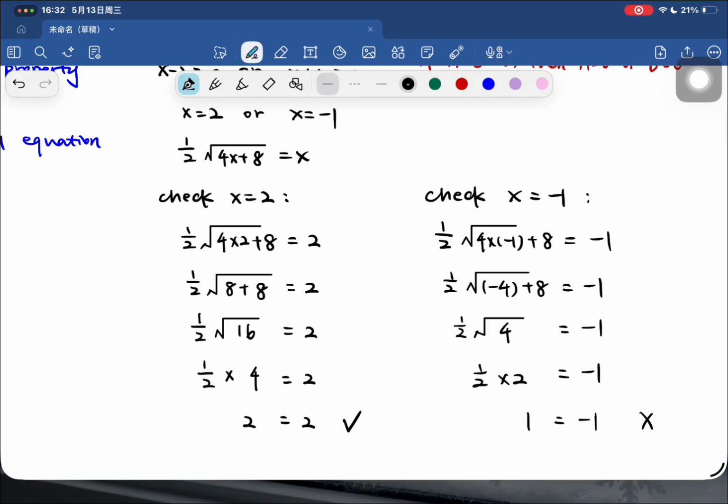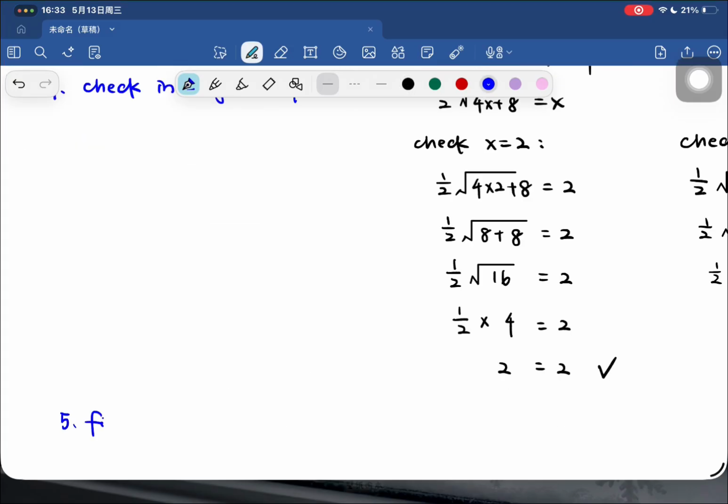This also matches the clue we noticed earlier, right? Since the left side of the original equation is non-negative, x should not be negative. So it really makes sense that x equals -1 does not work. Therefore, the only solution for this problem is x equals 2.